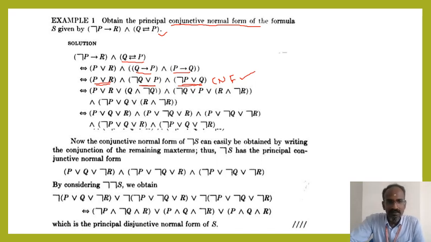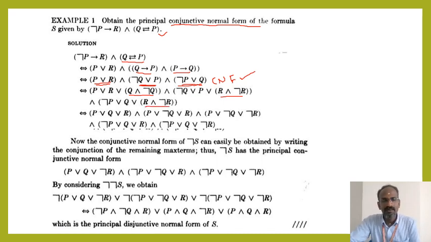So for the first max term, P or R, there are P and R variables, Q is not available. So we include Q and negation of Q. And for the second max term, R variable is not available, so we include R and negation of R. And for the third max term, R variable is not available, so R and negation of R.